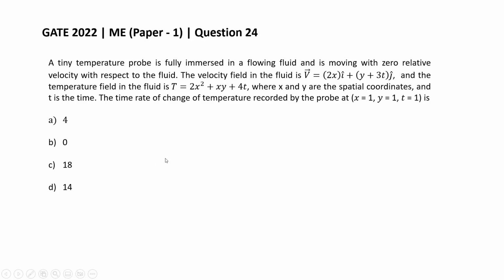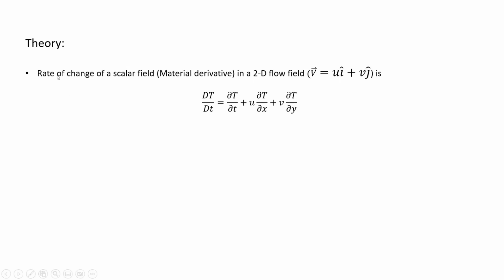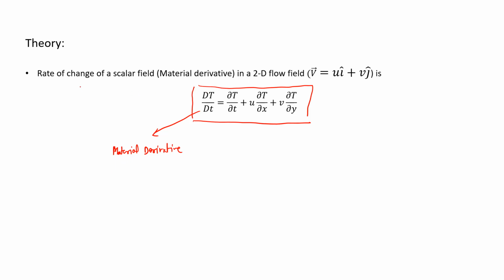So let's now look at the theory we need to solve this question. We need to know what the rate of change of a scalar field, which is also called the material derivative of that field, in a 2D flow field given by this vector v is. So that material derivative is given by this formula. So here this is the material derivative, or the rate of change of scalar T. So T is some scalar which varies in x, y as well as time t.